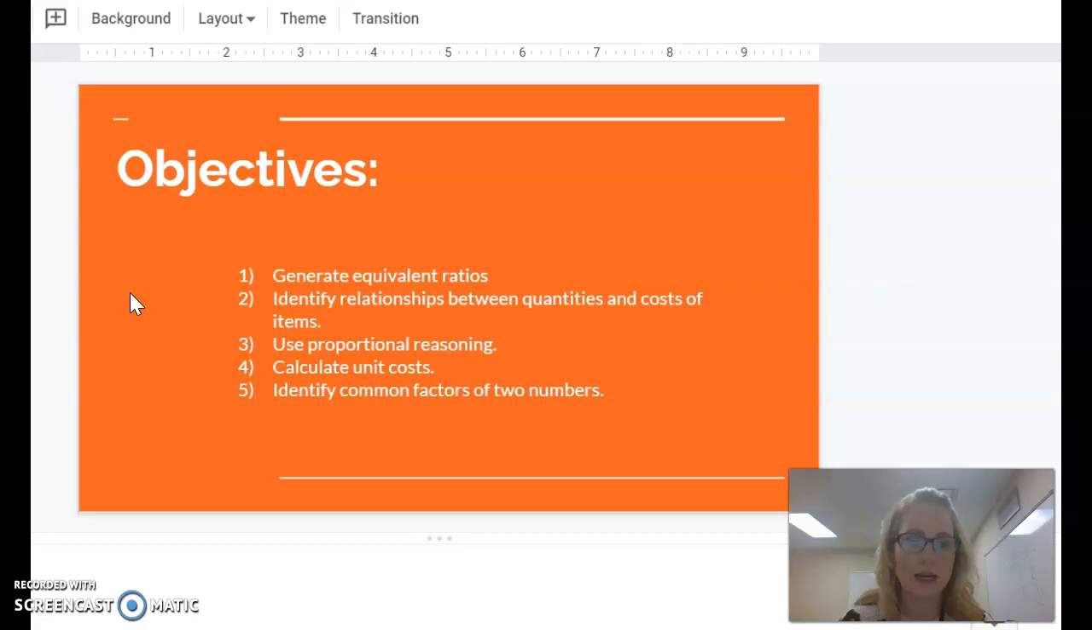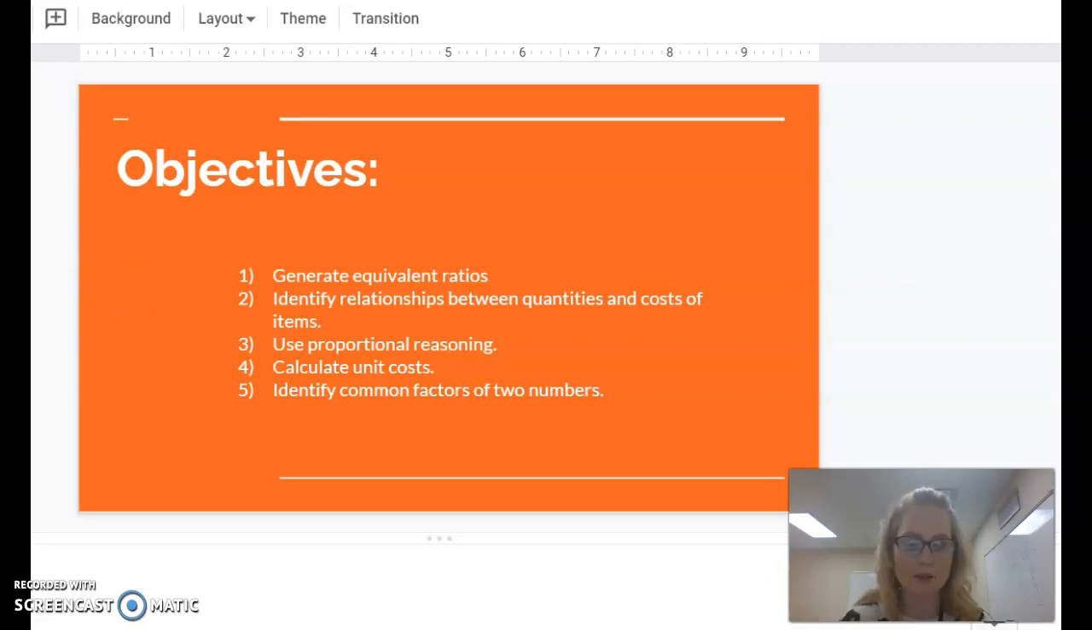So number 1, generate equivalent ratios. Number 2, identify relationships between quantities and costs of items. Number 3, using proportional reasoning. Number 4, calculate unit costs. And number 5, identify common factors of two numbers.